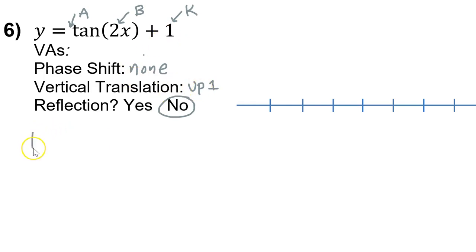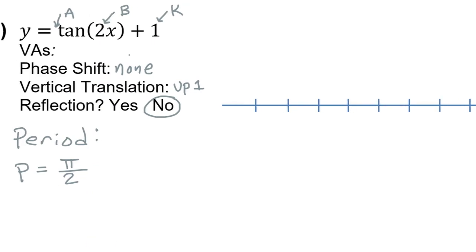But before we do anything else, we also need the period. Okay, we need to figure that out. Now remember that the period is always the normal period divided by the b value. For the tangent function, the normal period is pi. So for this transformation, the period should be pi divided by this b value, which should be pi over 2. Okay, so fine, the period is pi over 2.